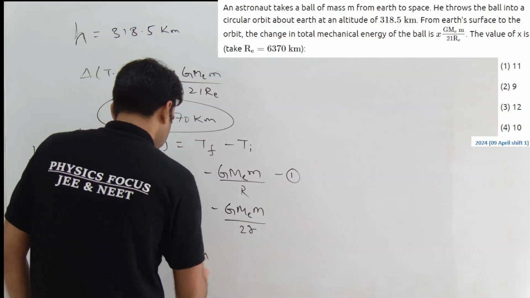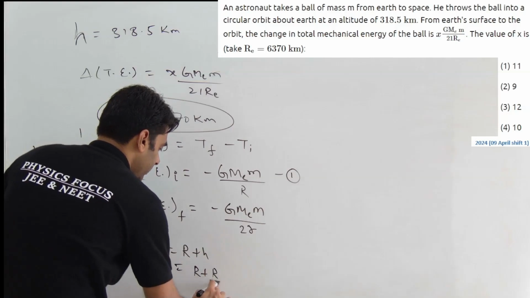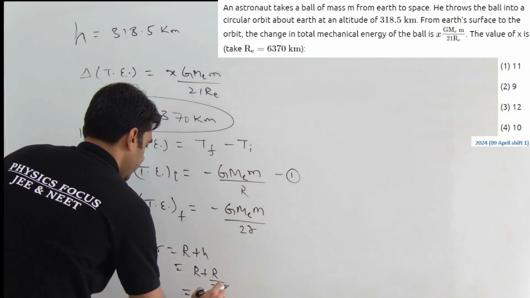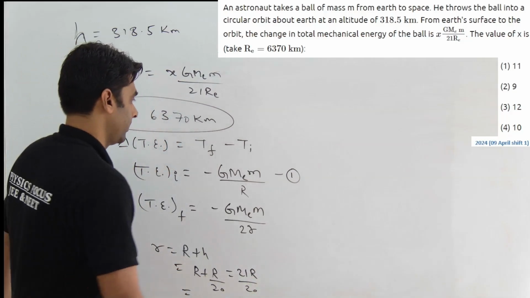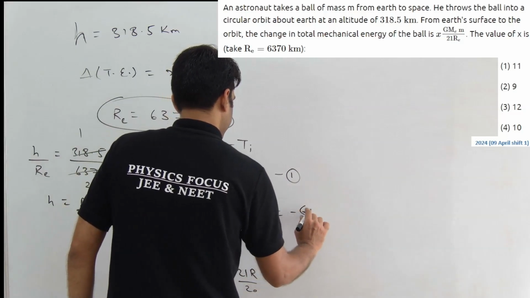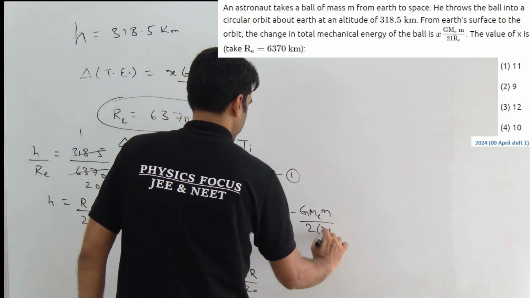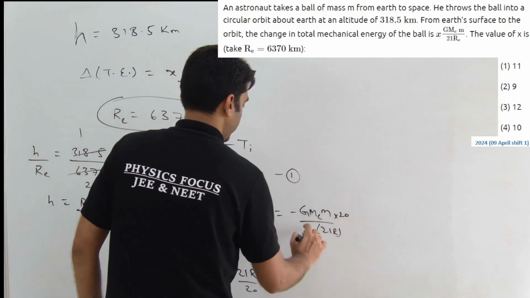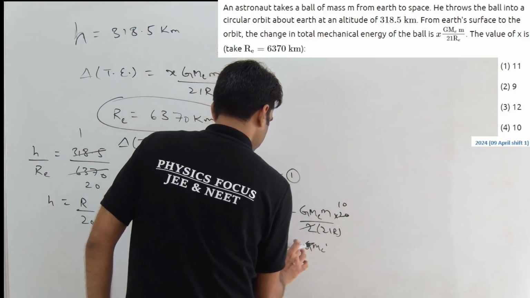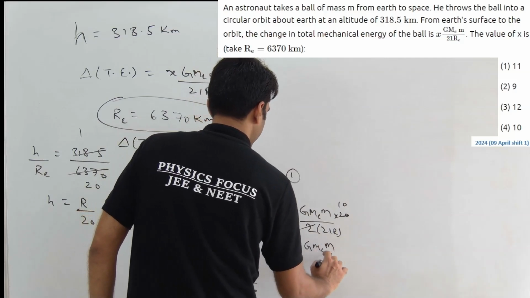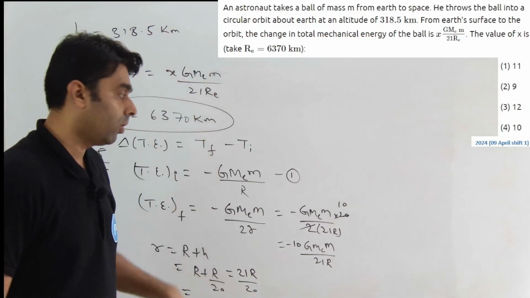Let's substitute over here. Small r comes out to be R plus H. H is capital R by 20, which gives us 21 R by 20. I'll substitute, minus GMEM by 2 times 21 R by 20. We get over here 10 times, so minus 10 GMEM by 21 R. This is our total energy final in the orbit.